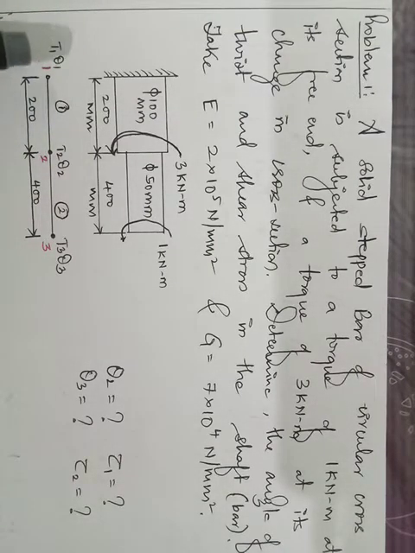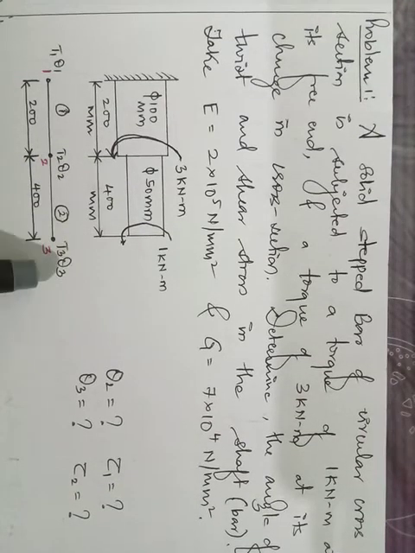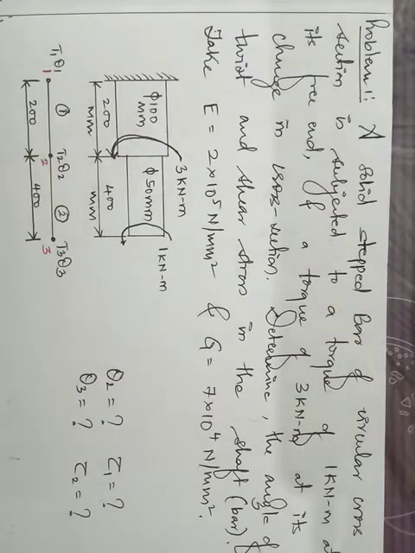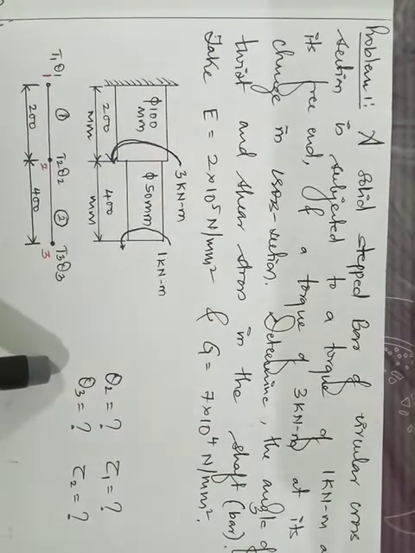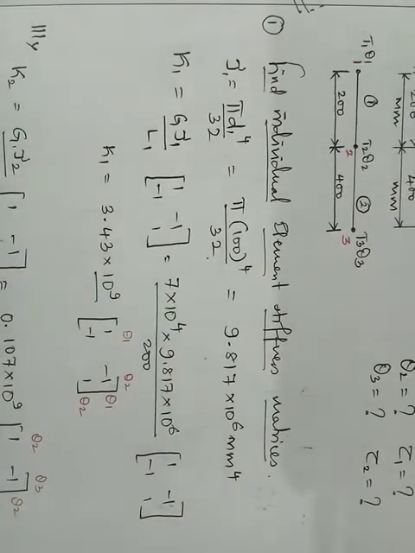T1 and theta 1 are torque and angle of twist at node number 1. T2 and theta 2 are torque and angle of twist at node number 2, and T3 and theta 3 are torque and angle of twist at node number 3 respectively. So let us start with the problem. This is what he has asked us to find out: the angle of twists and shear stresses. To start, the first step will be to find individual stiffness element matrices.